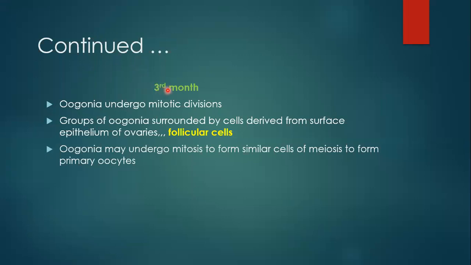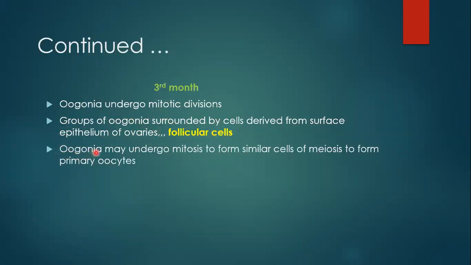Now, during the third month of intrauterine life, the oogonia undergo mitotic division. Groups of oogonia are surrounded by cells derived from the surface epithelium of the ovaries, which are the follicular cells, right? Follicular cells are the cells derived from the surface epithelium of the ovaries, and they surround the groups of oogonia, right? And this is the third month of intrauterine life.